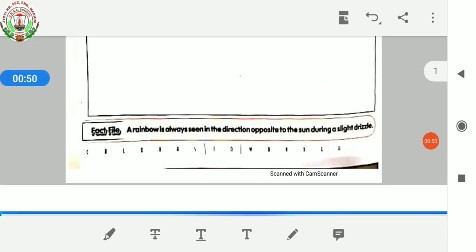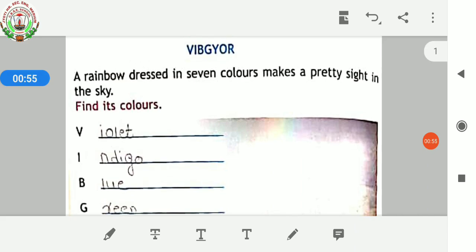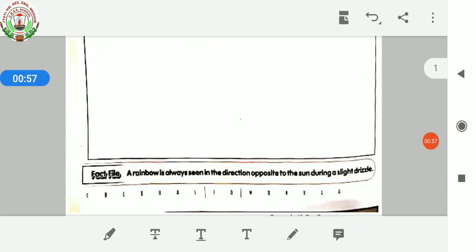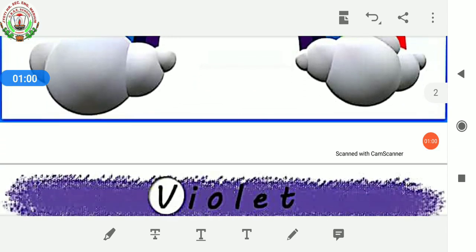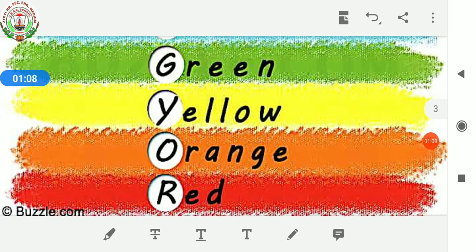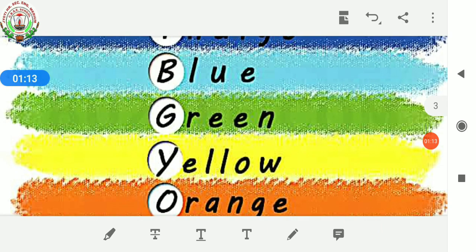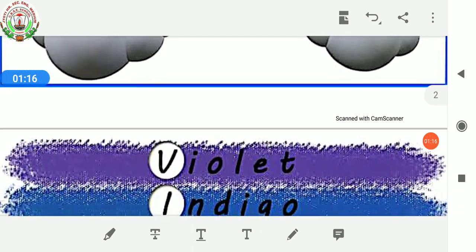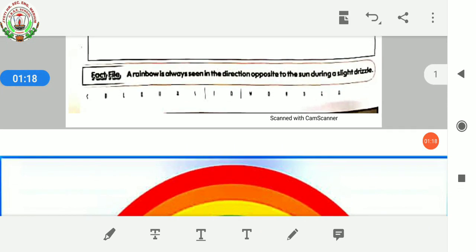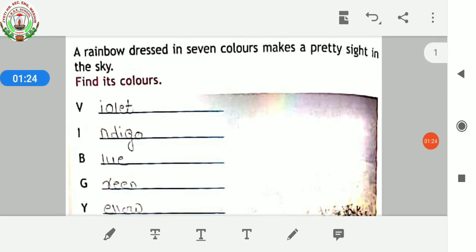So, here the question is, find its colors. Okay, so we already know that a rainbow has 7 colors. They are violet, indigo, blue, green, yellow, orange, red. Okay, these are the 7 colors of a rainbow. So you have to write those 7 colors over here. So the question is, find its colors. So you have to write over here.